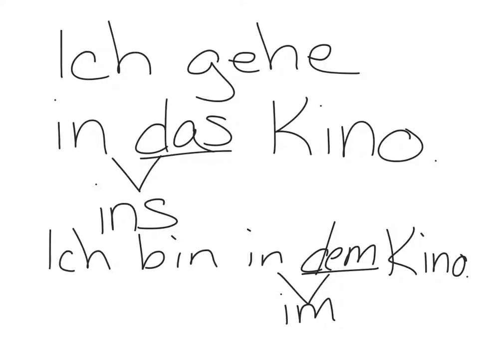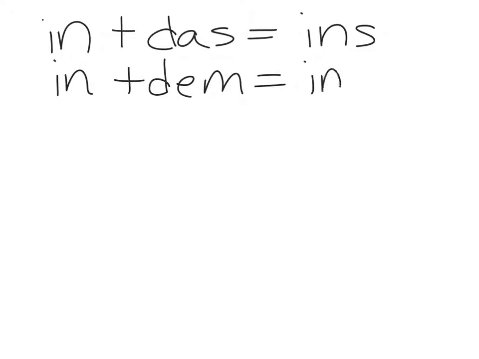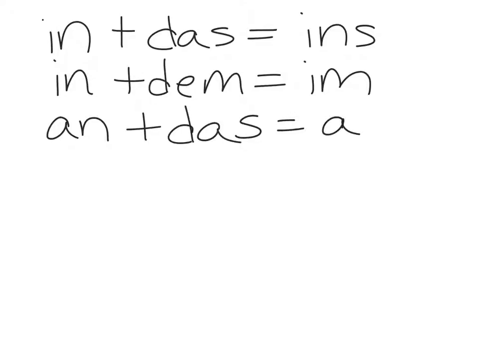Alright. Still with me? Good. Okay, let's run through the contraction possibilities real quick, and then we will move on to practicing on some whiteboards or something here. Okay? So, contractions that you could have. We've already done the in. In plus das is ins. In plus dem is im. Here are the ones with das that you could use. So an plus das, you can make a contraction.